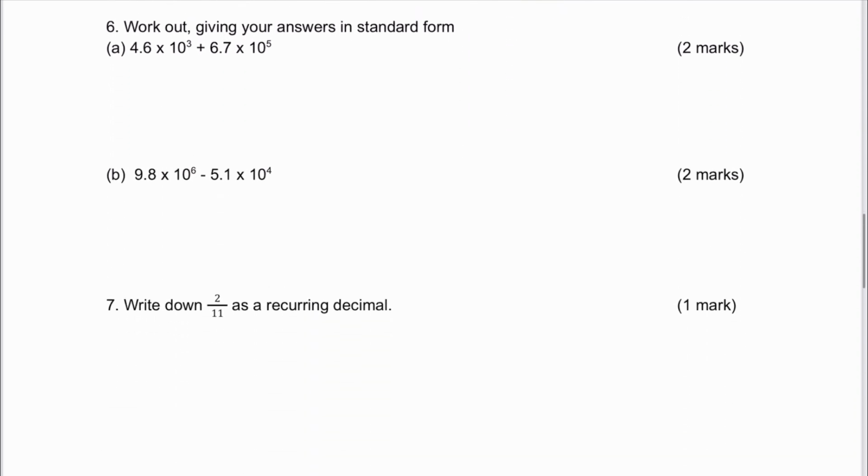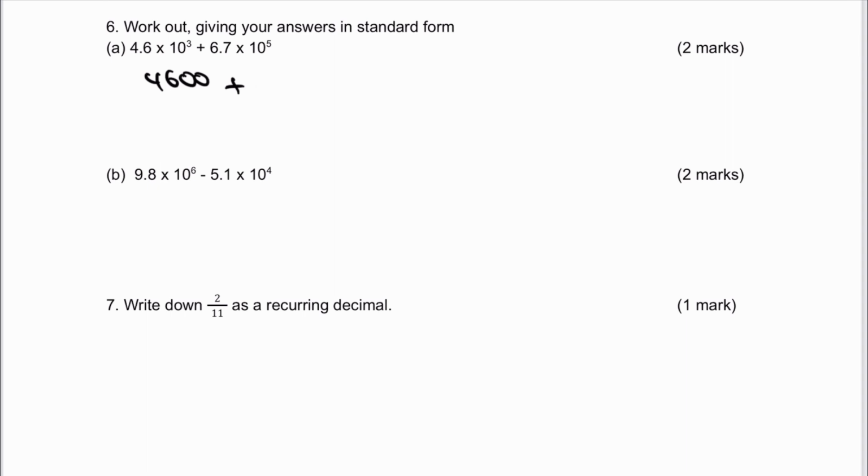So this again is a standard form question, but because we're adding or subtracting in part A and then part B, we need to write these out as the actual numbers. So 4.6 times 10 to the 3 is the same as saying 4600. And I'm going to add that to 6.7 times 10 to the power of 5.